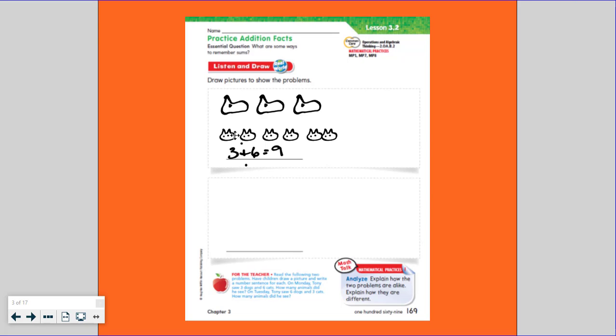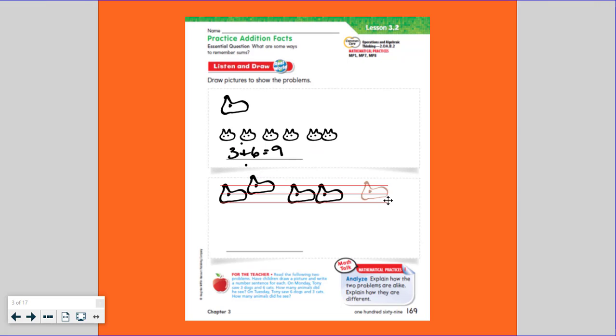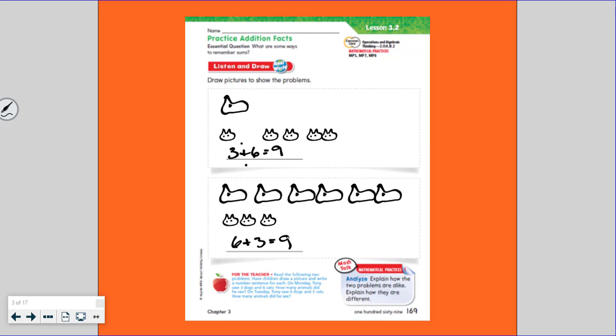All right, so you're back. Okay, so he saw 6 dogs. So 1, 2, 3, 4, 5, 6. Right? 6 dogs, and he saw 3 cats. 1, 2, 3, right? So I'm going to write the problem for that. So it's going to be maybe 6 dogs plus 3 cats, right? That means he saw 9 animals, right? He saw 9 animals in all.